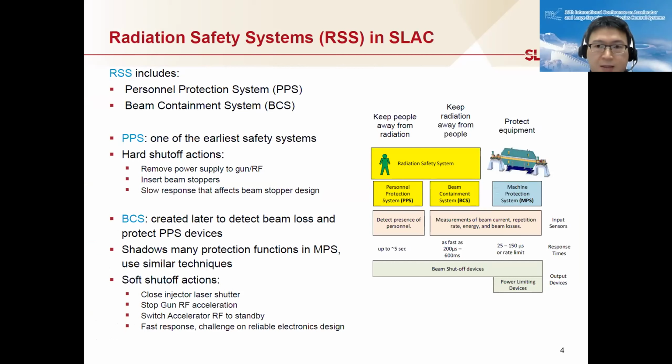At SLAC, we have 3 global safety systems. Only 2 of them are classified as safety critical. The machine protection system is important, it's the first one, but it has nothing to do with protecting people. That's why we only highlighted the BCS, the beam containment system, and the personal protection system in yellow, which indicates they are safety critical.